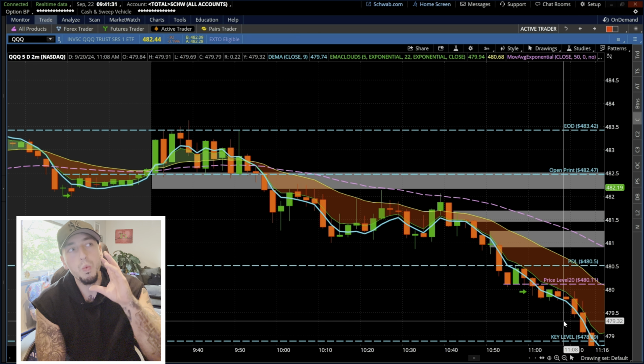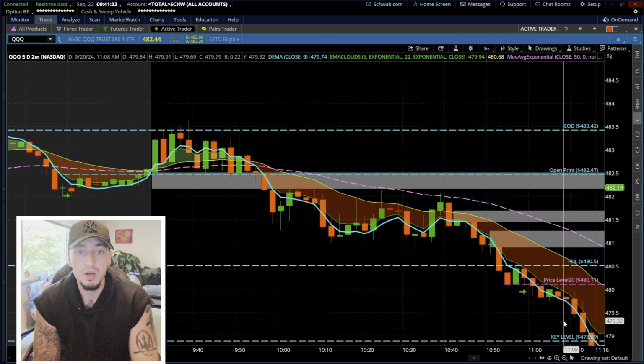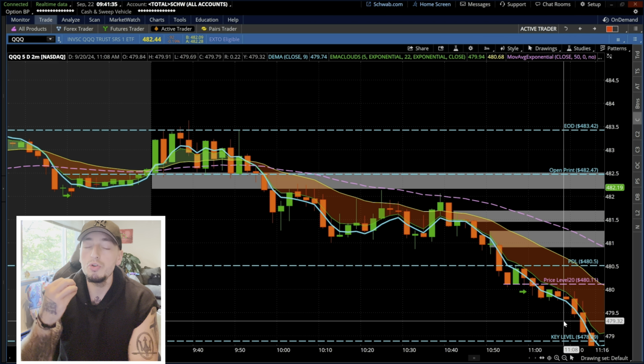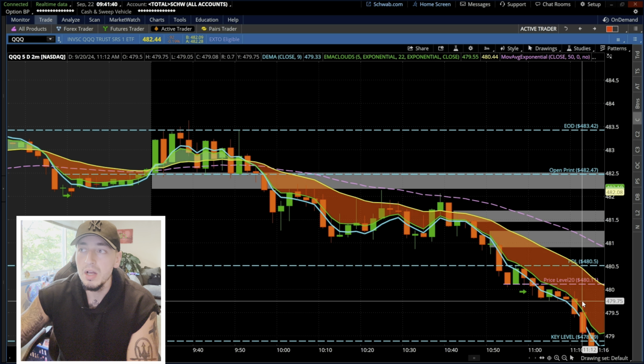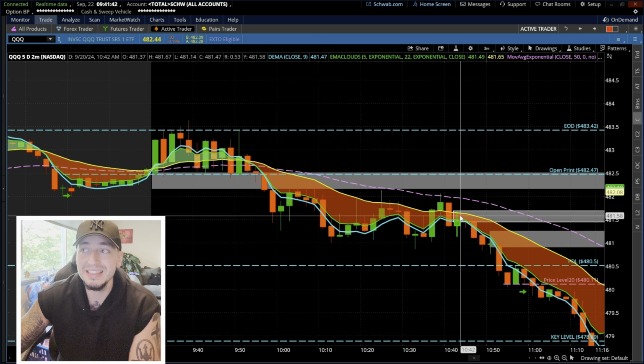Now, what happens when the market shifts? Well, it's very simple, guys. You use the key level, right? You use the price action at the key level. Notice this trend here, right? It's continuously making green bars that were ignored, right?